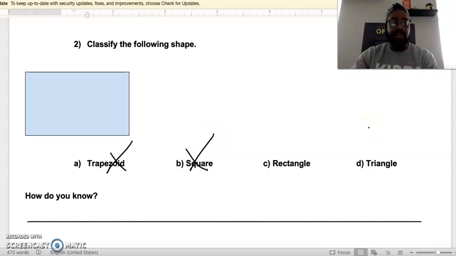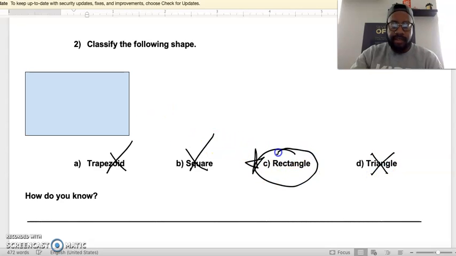Rectangle. Opposite sides are equal, 2 pairs of parallel sides, 4 right angles. I'm liking rectangle, but I'm not going to mark it just yet because I got to go through all my answer choices. Triangle. A triangle has 3 sides. I can just get rid of triangle. This shape has 4 sides, not a triangle. Therefore, I think this shape is a rectangle.